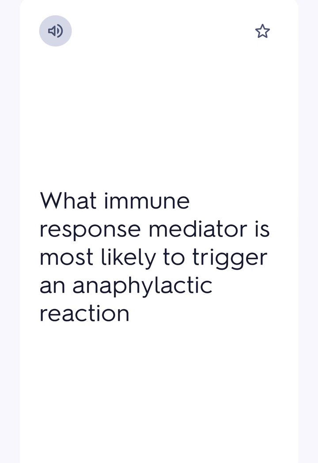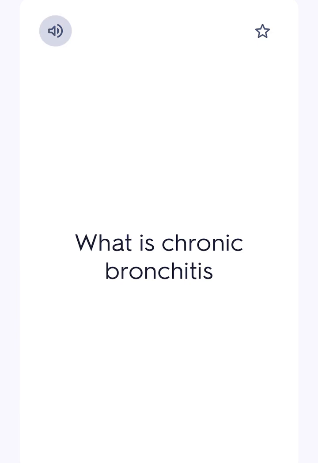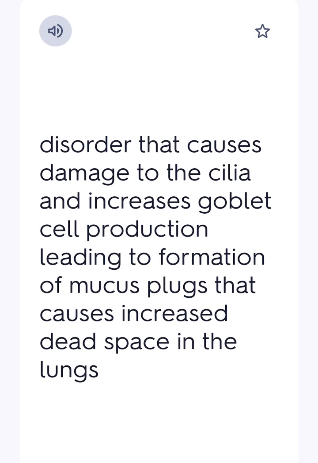What immune response mediator is most likely to trigger an anaphylactic reaction? IgE antibody. What is chronic bronchitis? Disorder that causes damage to the cilia and increases goblet cell production leading to formation of mucus plugs that causes increased dead space in the lungs.